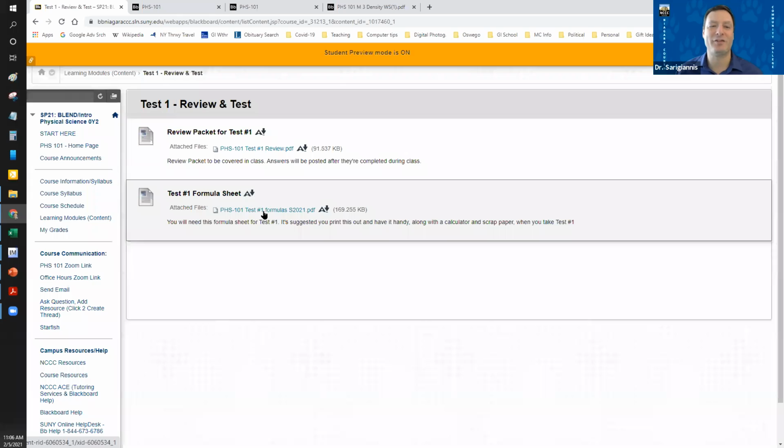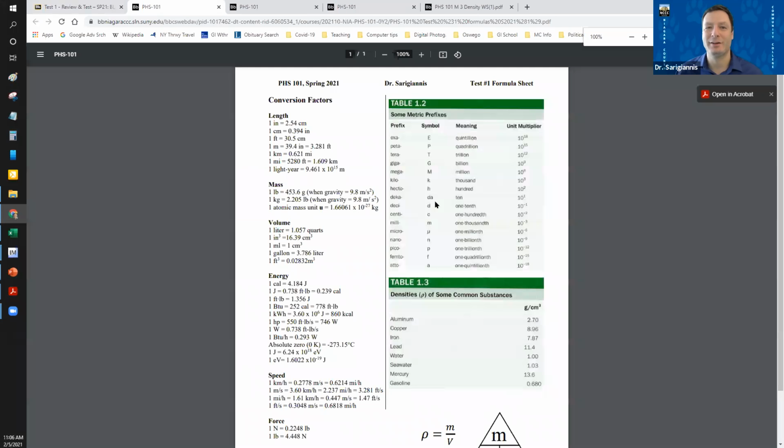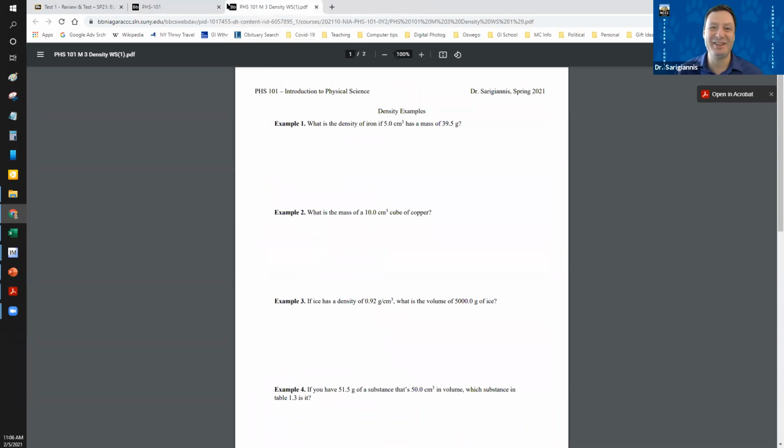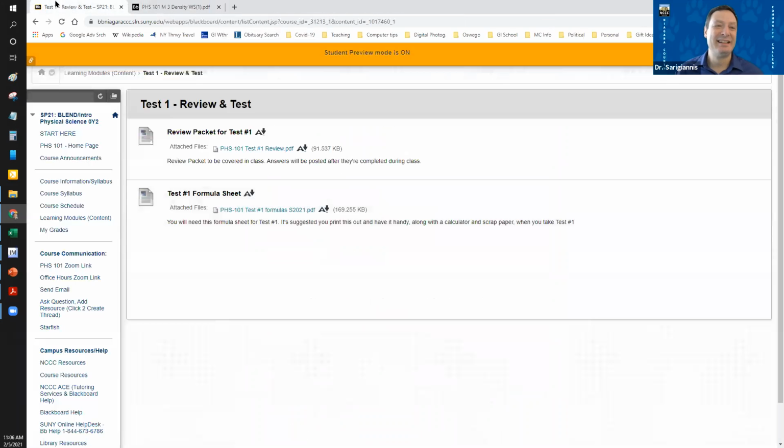And then the formula sheet is also relinked here. So this is the same formula sheet as is in the Mod 3 folder. You should have this printed out for your test, which again is 2 weeks away, so you have time on that. All right, any more questions about anything before we get started?